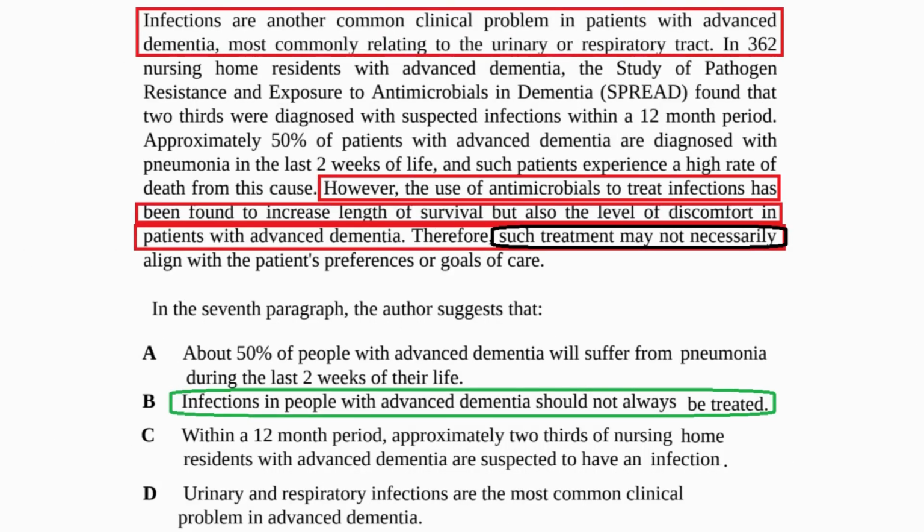The correct answer is option B. Infections in people with advanced dementia should not always be treated. Let's analyze why the other options are incorrect.